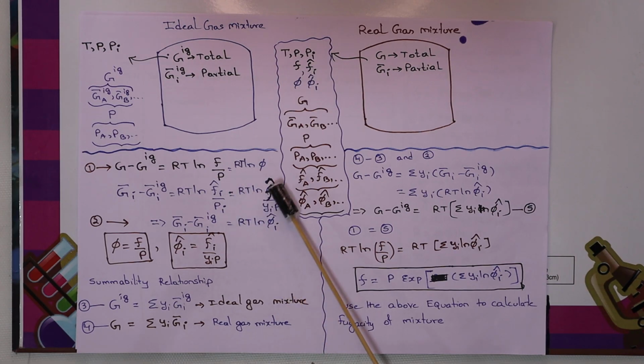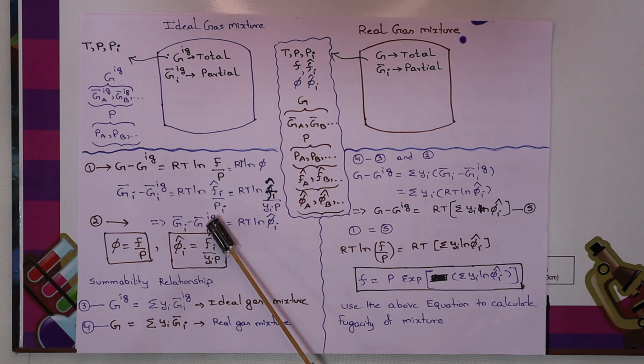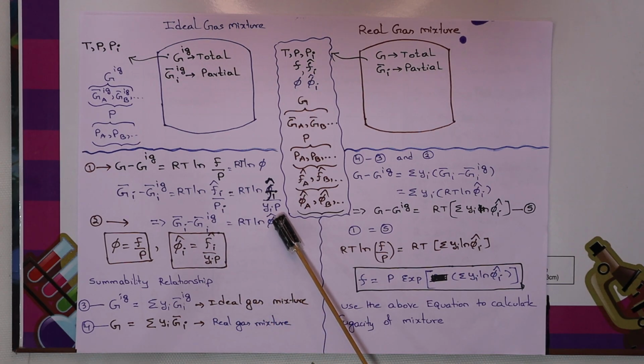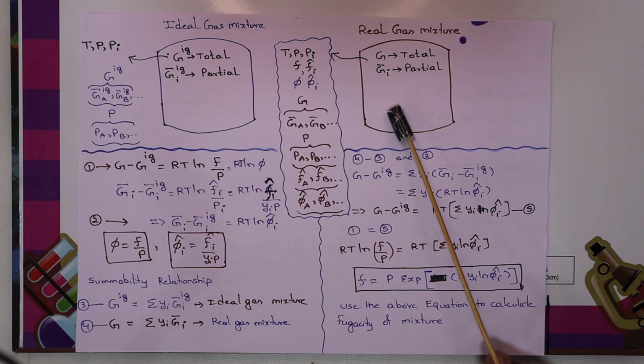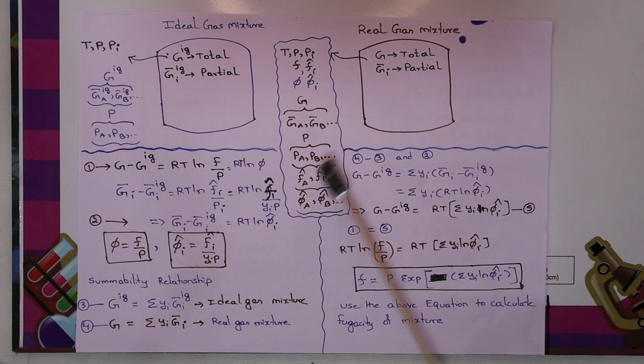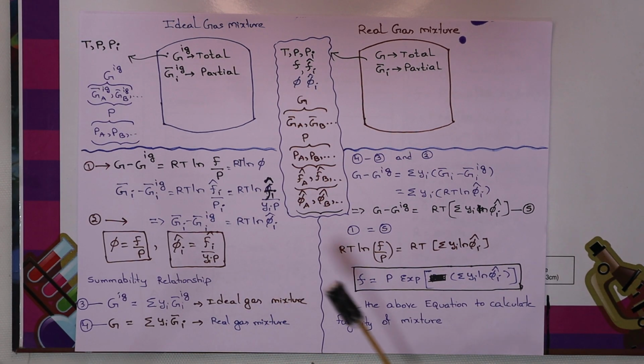Therefore, RT ln phi is equal to Fi cap by Yi into P, because partial pressure is nothing but the mole fraction into total pressure. So, the difference between G bar i minus G bar i ig is nothing but RT ln phi i cap. Phi i cap is nothing but Fi cap by Yi into P. So, therefore, the fugacity of this particular mixture is F by P, and the fugacity coefficient of the ith component in the mixture is nothing but Fi cap by Yi into P.